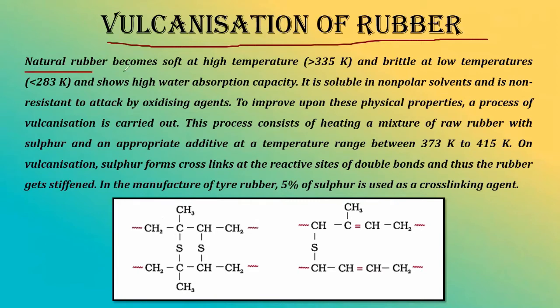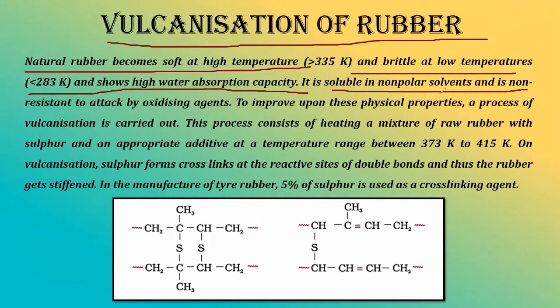So, natural rubber becomes soft at high temperature and brittle at low temperature, okay, and it shows high water absorption capacity. It is soluble in non-polar solvents and is non-resistant to attack by oxidizing agents. To improve upon physical properties, a process of vulcanization is carried out. Now, what is this vulcanization? Why is it used? Because natural rubber lacks some properties. So in order to have those properties, vulcanization is basically done.